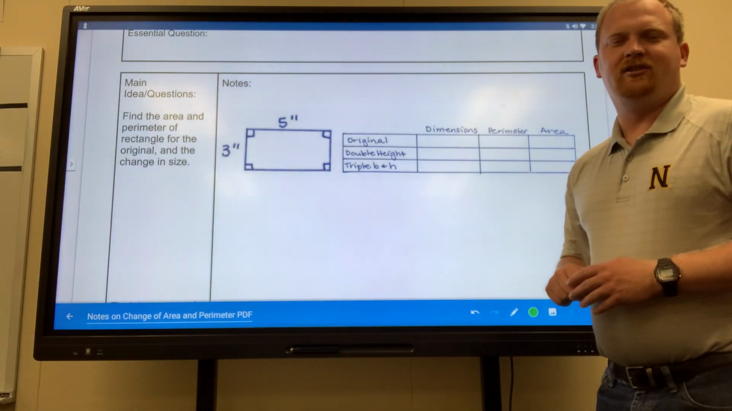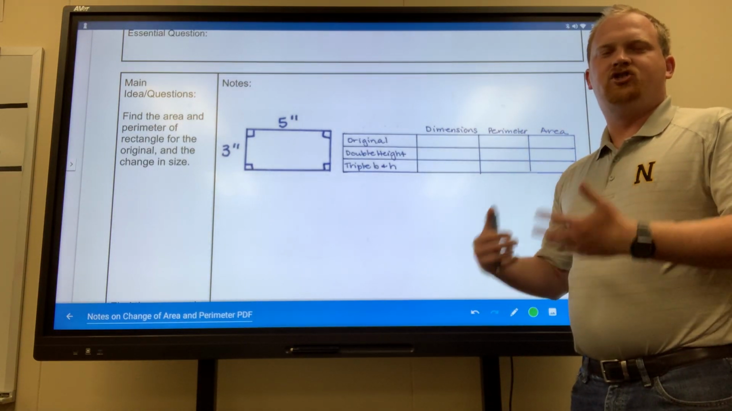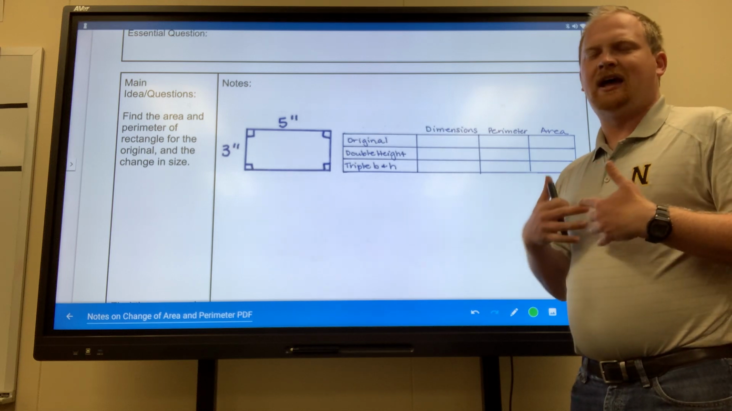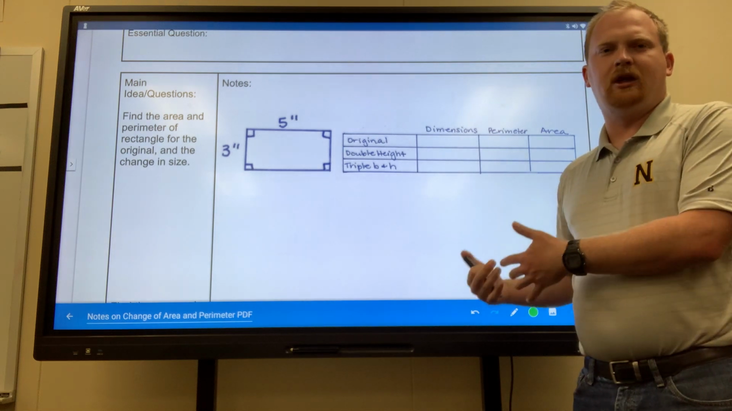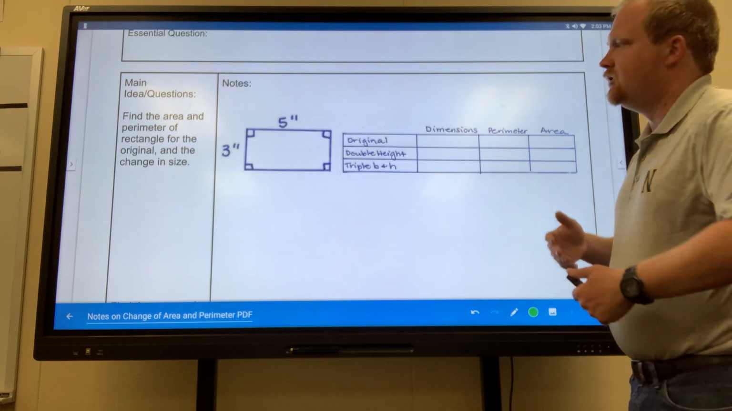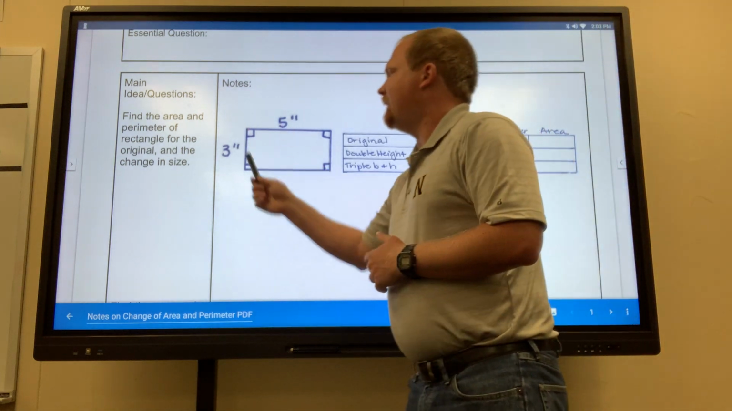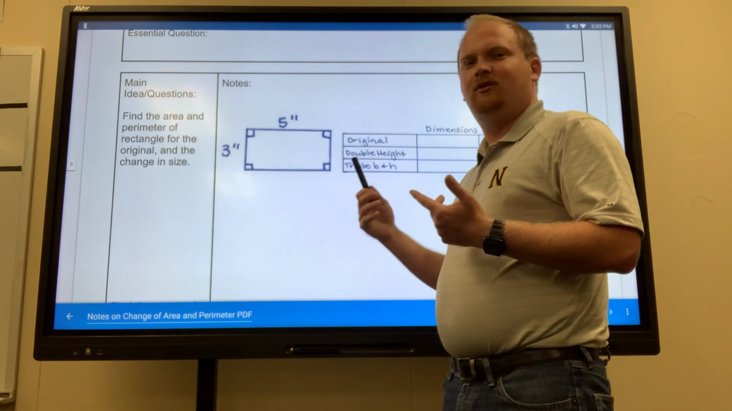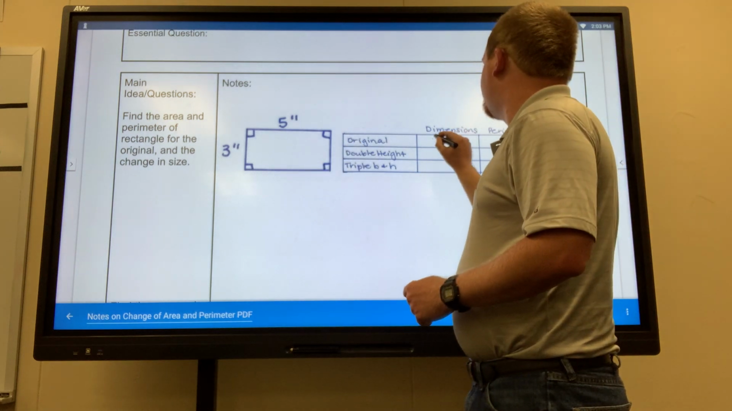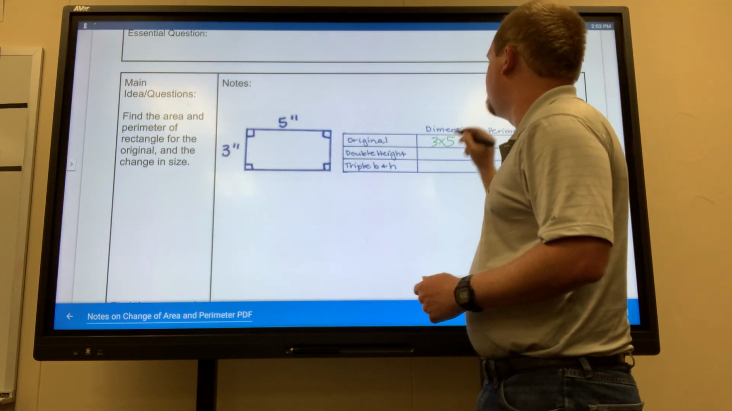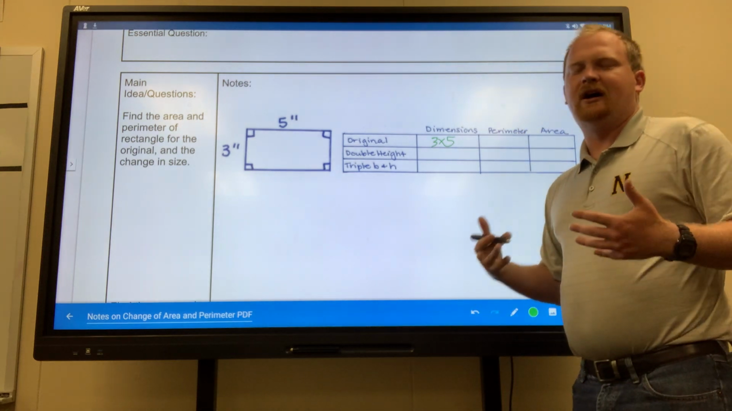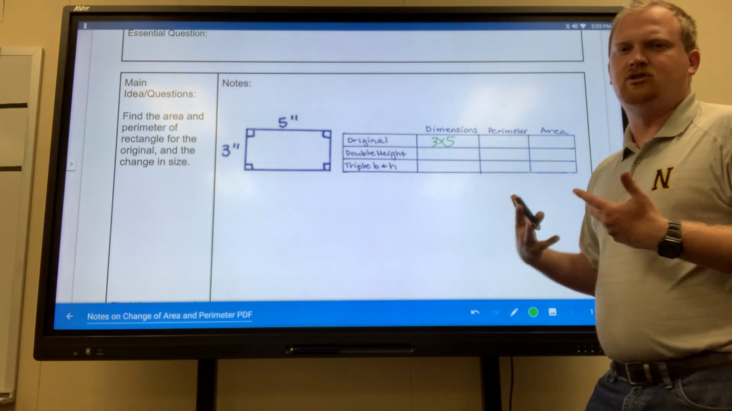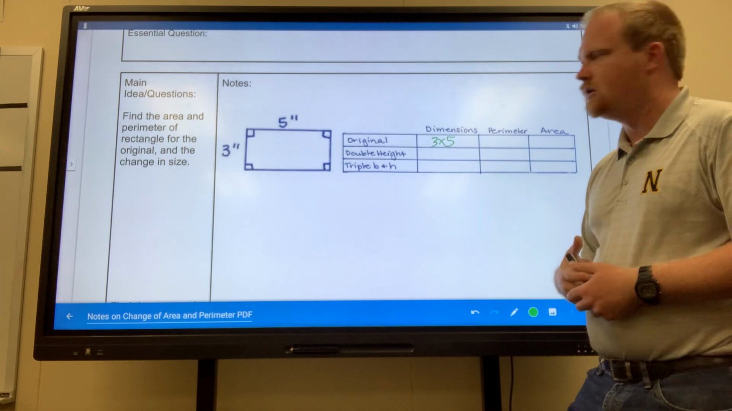Hello, Coach Holmes here, and today we're going to be talking about the change in dimensions and how it affects the change in both area and perimeter. So for example, I have this rectangle here, okay? And how we describe the dimensions is we say it's 3 by 5, okay? 3 by 5, that's how we mention the dimensions of a rectangle, 3 by 5.